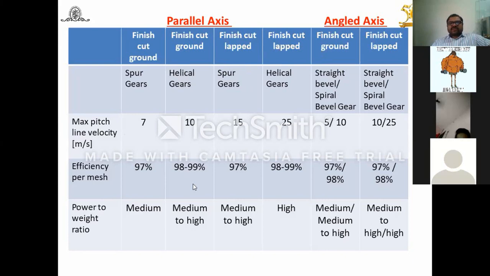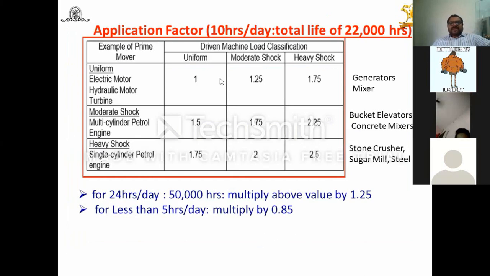Then efficiency: the efficiency of the spur gear is more. Again here, for finish cut and ground helical gear, it is 98 to 99%. Bevel gear also has good efficiency. Only the efficiency of the worm gear drive is less, because of rolling and sliding contact between the worm and worm wheel. Again here, power to weight ratio. Why power to weight ratio? Compactness and weight, to minimize the weight of the gearbox and directly minimize the cost. It plays an important role.